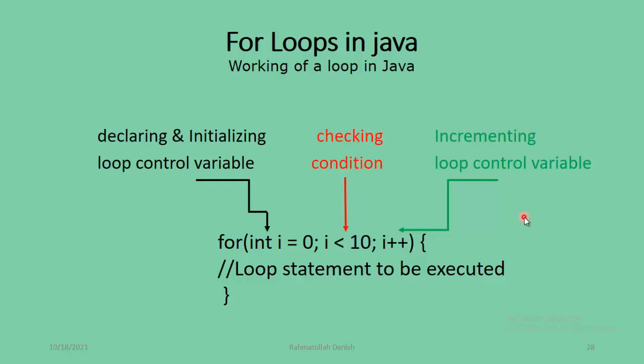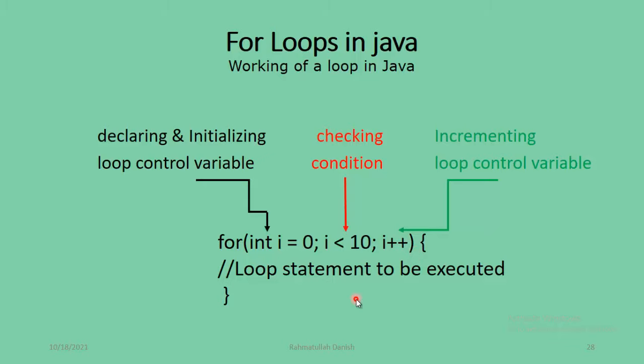Now we talk about for loops in Java and other loops in Java. Java loops have three sections. The first is declaration and initialization of the loop control variable. The second section is checking the condition, and the third section is incrementing or decrementing the loop control variable.